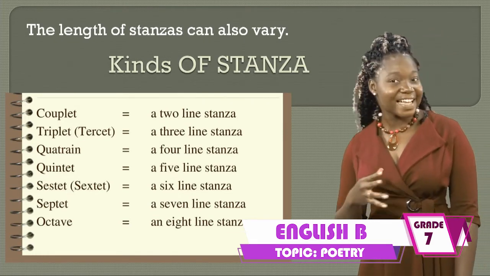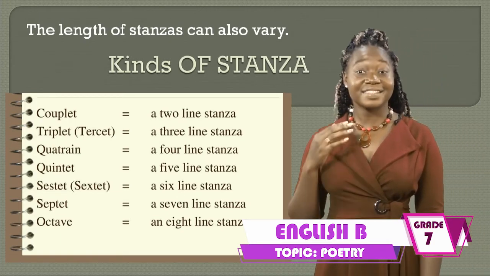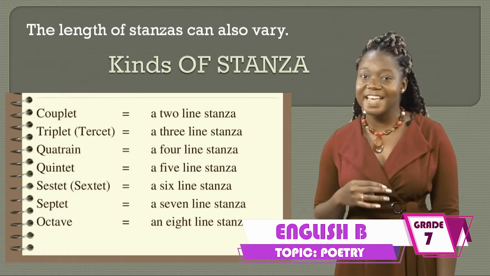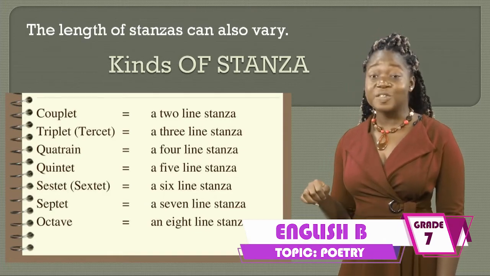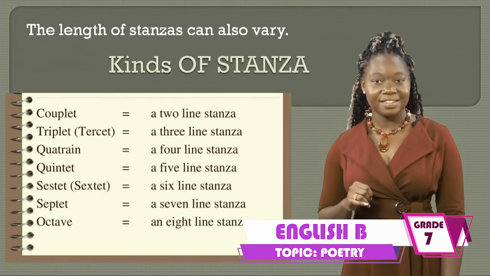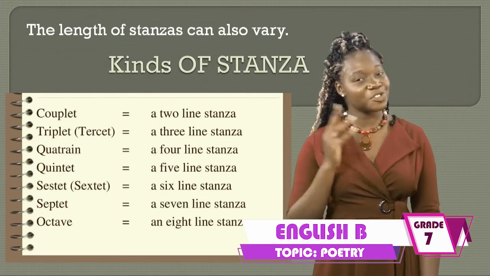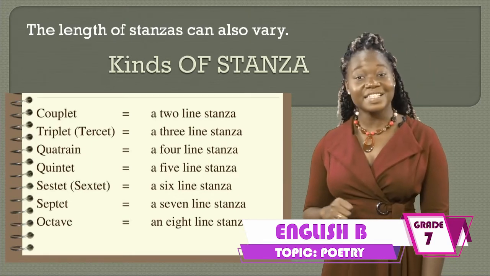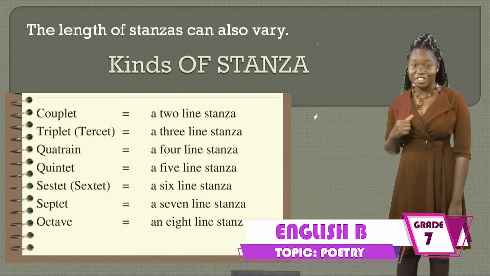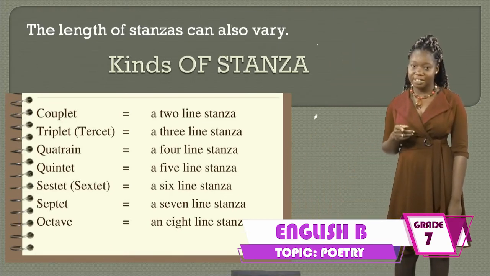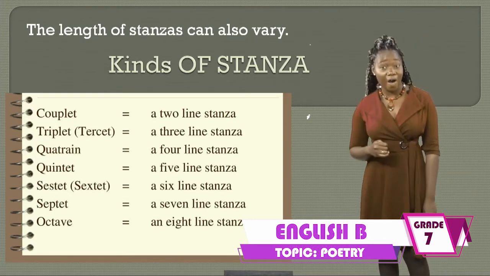Sestet or sextet is a 6-line stanza. Then the septet is a 7-line stanza. Lastly, we go to octave. The octave is an 8-line stanza. So you're going to meet all of these as you go along from grade 7 straight to grade 11. Let's go over them again. The terms are couplet, triplet or tercet, quatrain, quintet, sestet, septet, and octave.